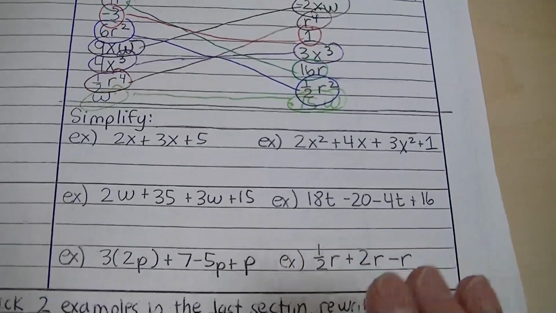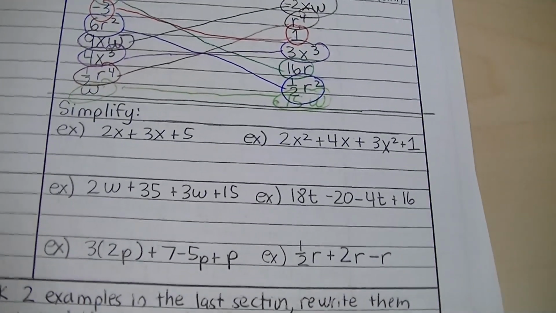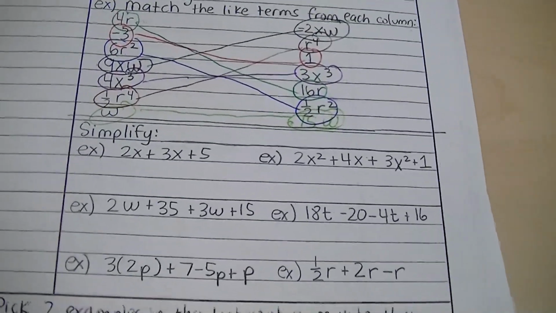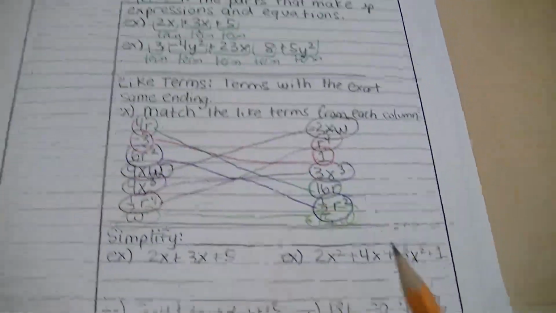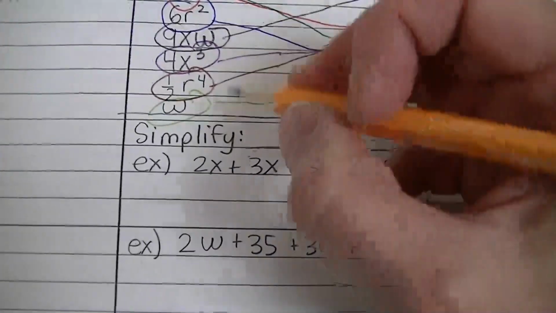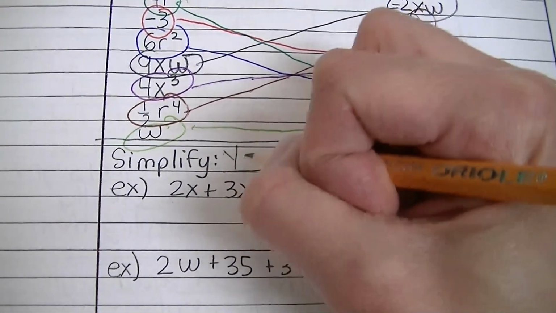Okay, next vocabulary word is the word simplify. And all that word simplify means is you just make it look more simple. And when we're given an expression, the way to make it look more simple is by simply combining the like terms. Okay, and I'll show you what I mean by that. Simplify means you just combine the like terms.